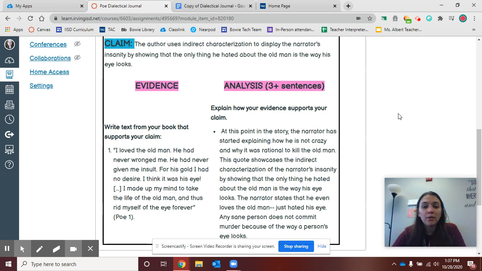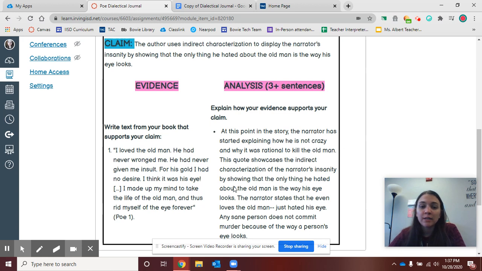So I wrote here, at this point in the story, the narrator has started explaining how he is not crazy and why it was rational to kill the old man. So that's the summary here. This is what's happening during the quote that I picked. This quote showcases the indirect characterization of the narrator's insanity by showing that the only thing he hated about the old man is the way his eye looks.